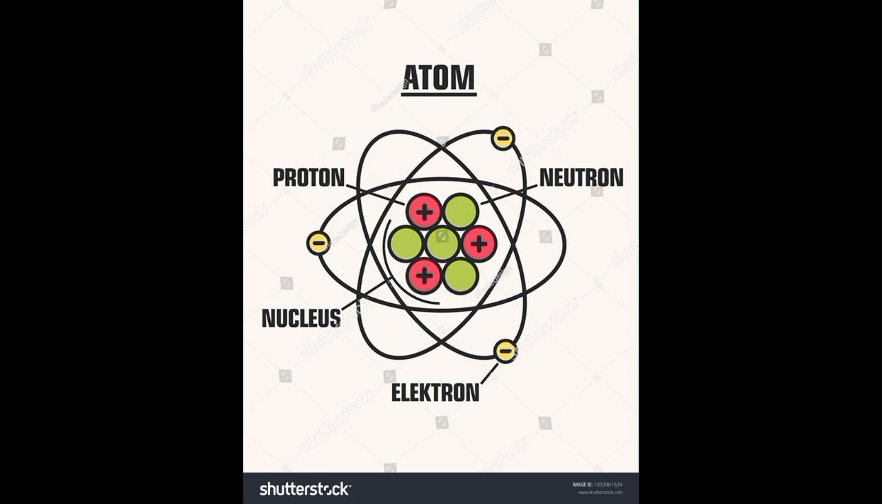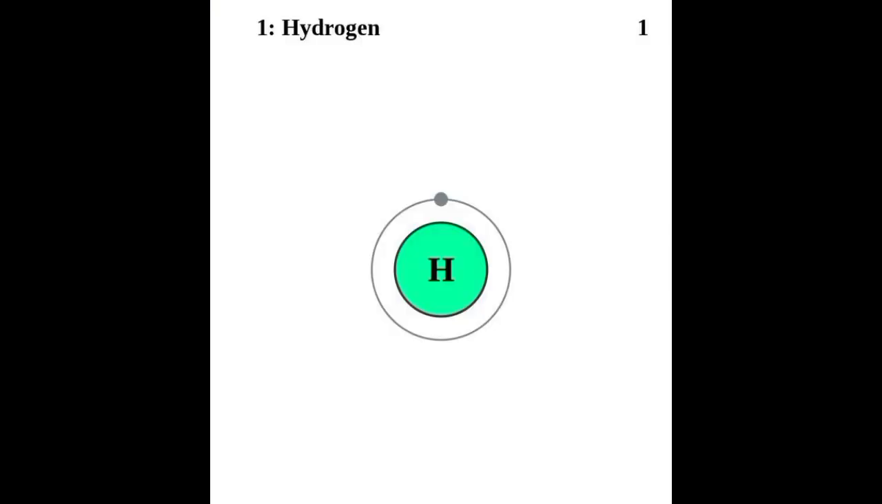An atom is the smallest particle of an element that can take part in a chemical reaction. Atoms are made up of protons, neutrons, and electrons. Protons and neutrons are located in the nucleus. Electrons revolve around the nucleus in energy levels or shells. Example: hydrogen has one proton and one electron. It has no neutron in its most common form.